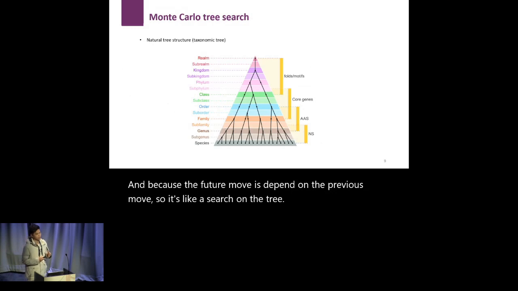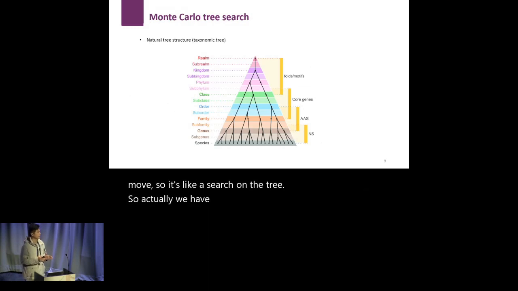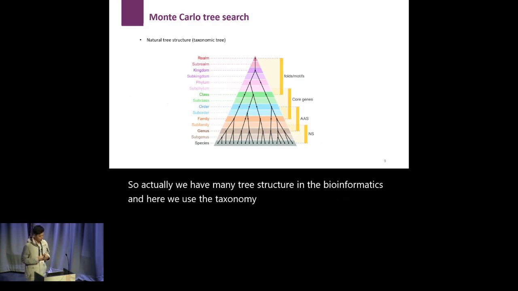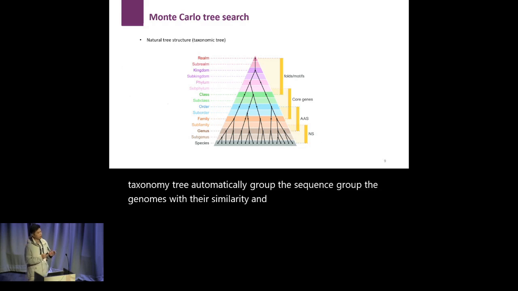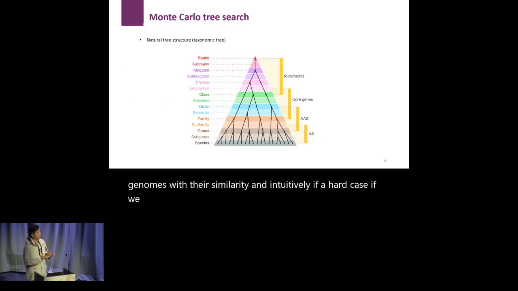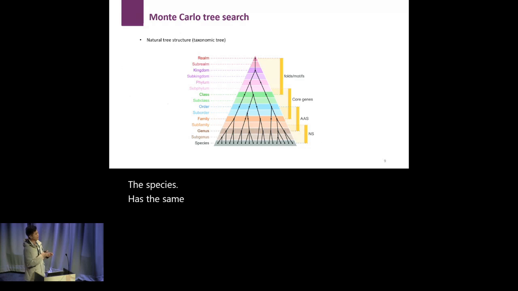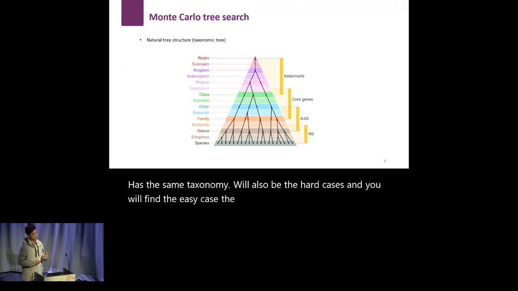So actually, we have many tree structures in bioinformatics, and here we use the taxonomy tree. This is because the taxonomy tree automatically groups the genomes by their similarity. And intuitively, if we find a hard case, the species with the same taxonomy will also be hard cases. And if we find an easy case, the species with the same taxonomy will also be easy cases.